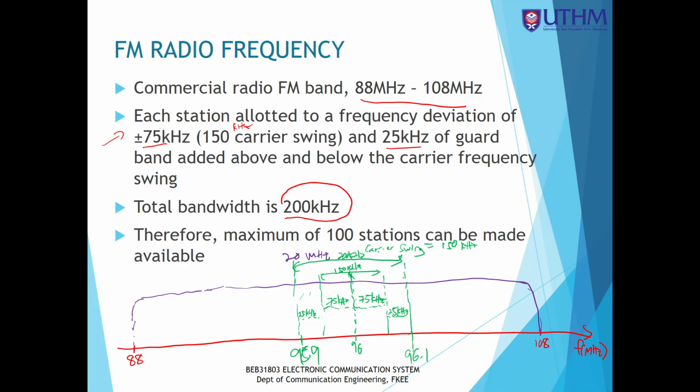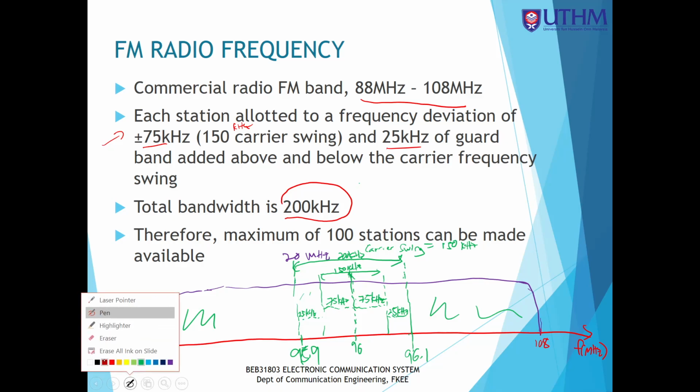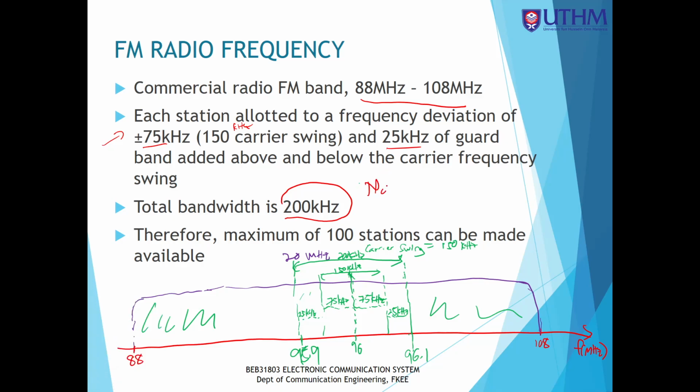So that means the total bandwidth for each station is 200 kilohertz. Now we want to know how many radio stations we can allocate in all of this FM band. Therefore, the number of stations is equal to 108 megahertz minus 88 megahertz.